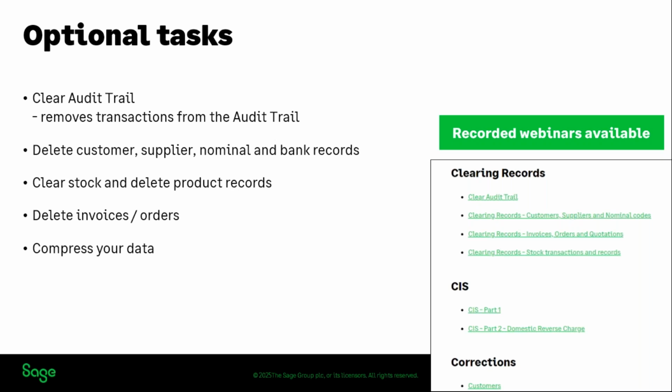As I say, these are all optional. You can pick and choose which ones you want to do. Normally deleting customers, suppliers, nominals and bank records is dependent on the audit trail, but the others aren't dependent on one another. So you can pick and choose which ones you do.